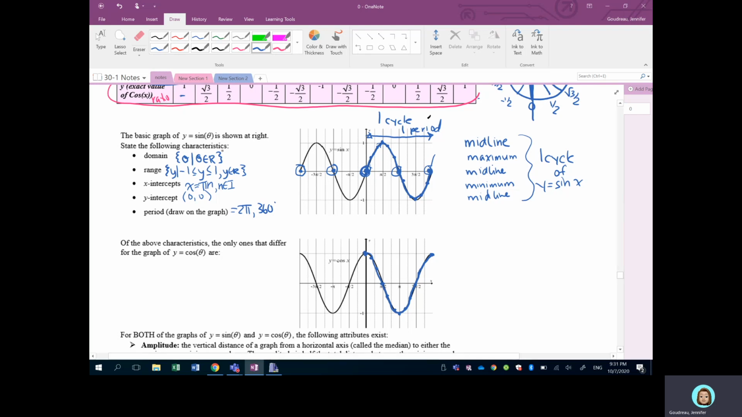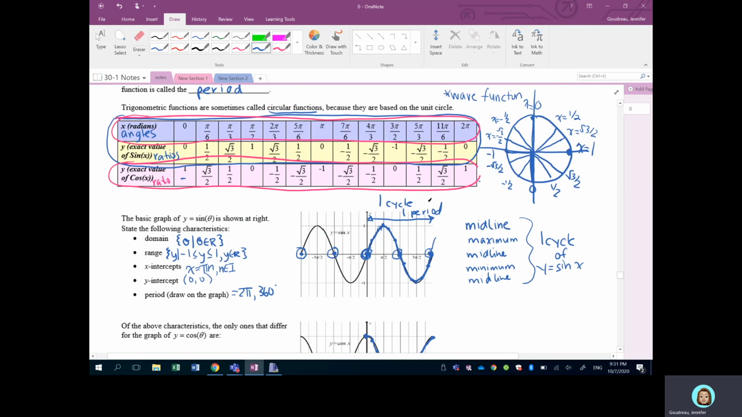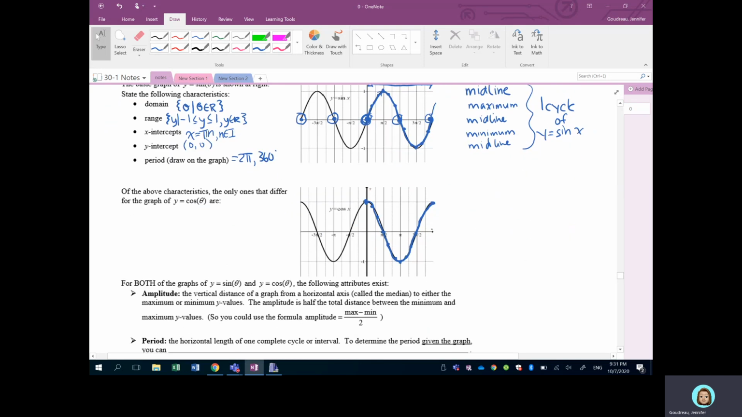So the domain is going to be the same for sine as it is for cosine. Same thing. X is an element of the reals, or theta is an element of the reals. The range, still between 1 and -1. The points for cosine are still coming from the unit circle. The unit circle only has a radius of 1. So it's always our x and y values are between 1 and -1. So range would also be the same as sine.